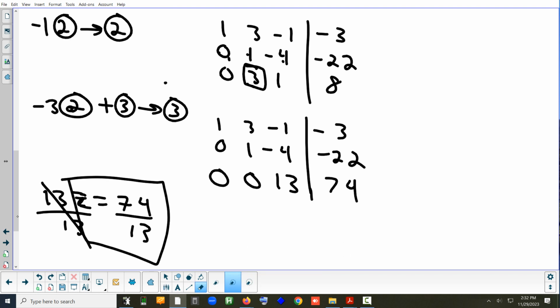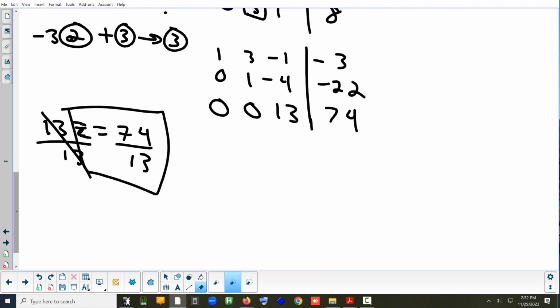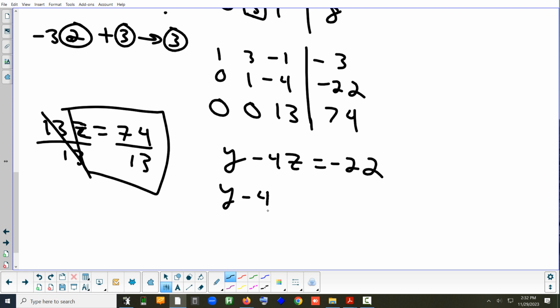What does the second row tell me? We got 1y and -4z equals -22. And what do we need to fill in for z? 74 over 13. So kind of annoying. We have a fraction, but we're at the end, so we're not trying to keep track of the steps anymore. We just need to type all that in on the calculator.